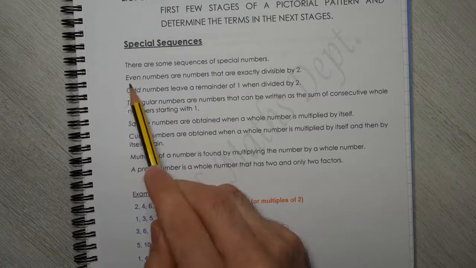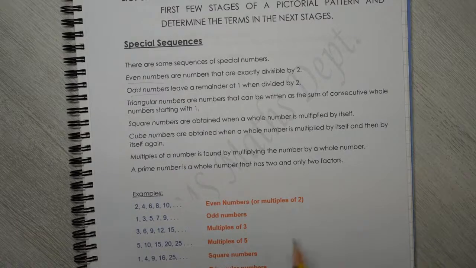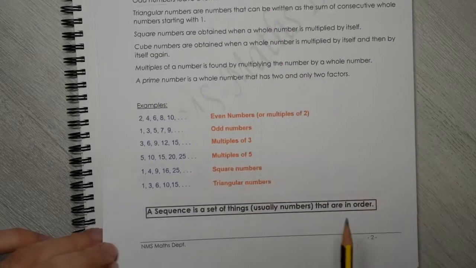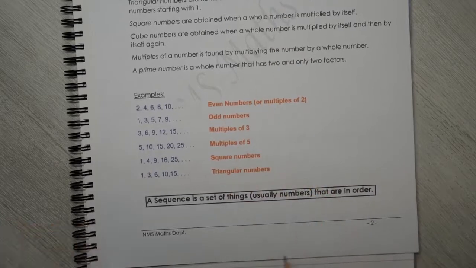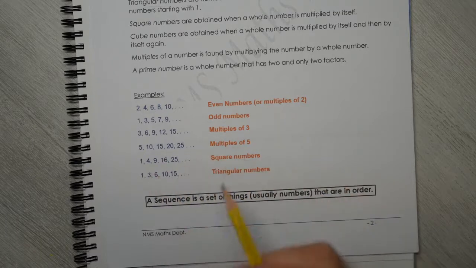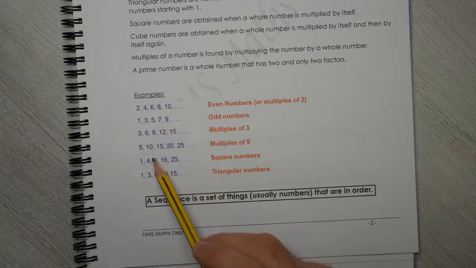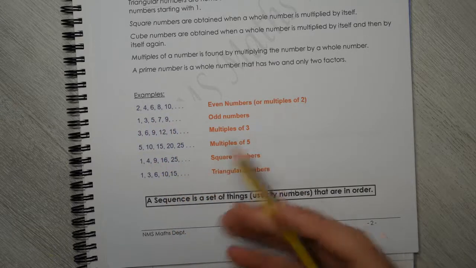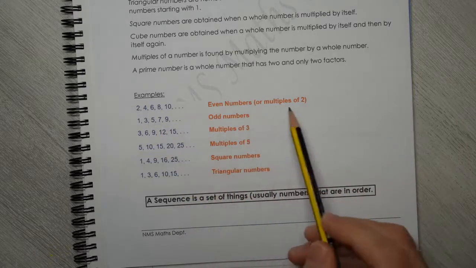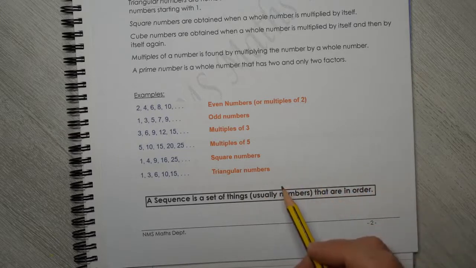But for example, even numbers, odd numbers, triangular numbers, we have them here also, and I recommend you to read them so that you can see what's going on as well. So these are some examples of sequences. For example, this sequence over here, which has 2, 4, 6, 8 and 10, is an example of a sequence of even numbers. They are all even numbers, or what we call the multiples of 2, the 2 times table, because even numbers are all in the 2 times table.